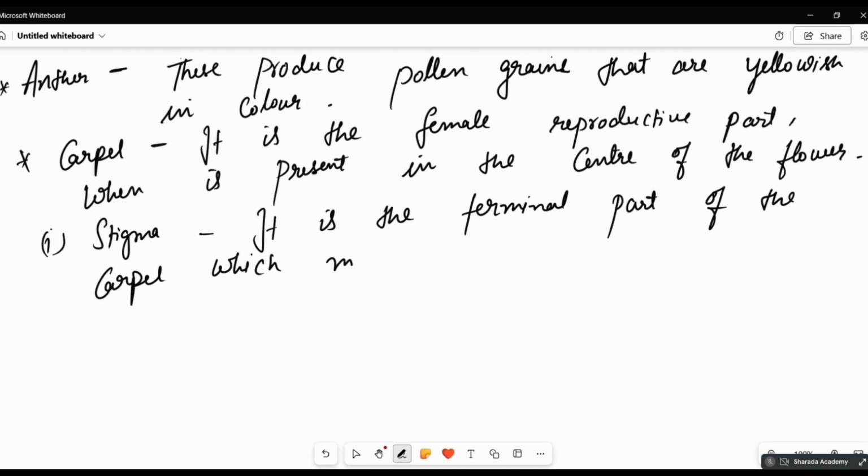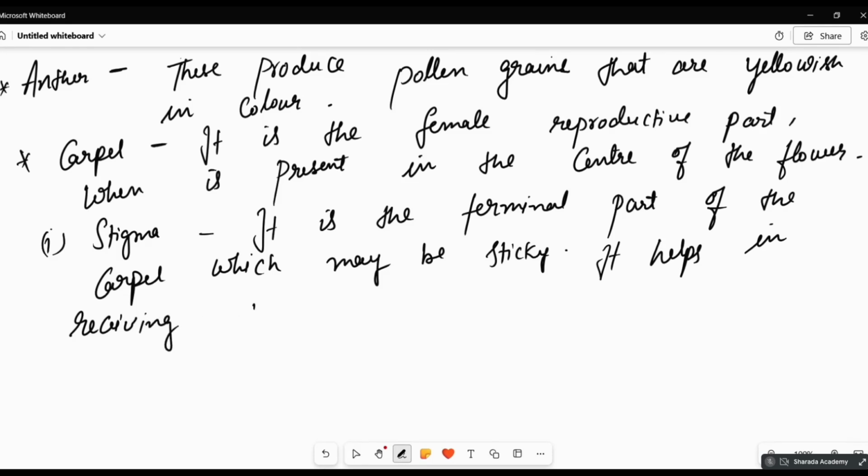Which may be sticky. So it helps. Terminal part means the end part of the carpel. It is the stigma, which is usually sticky in nature. It helps in receiving the pollen grains during pollination.